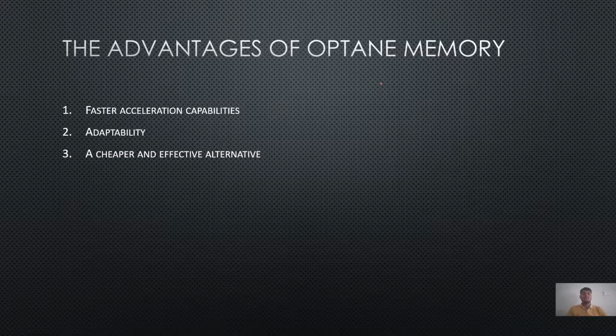The third is that it is cheaper and affordable with effectiveness. The Optane memory is cheaper as compared to DRAM, but it is also effective, much more effective than the flash memories. The fourth is the perfect combination.